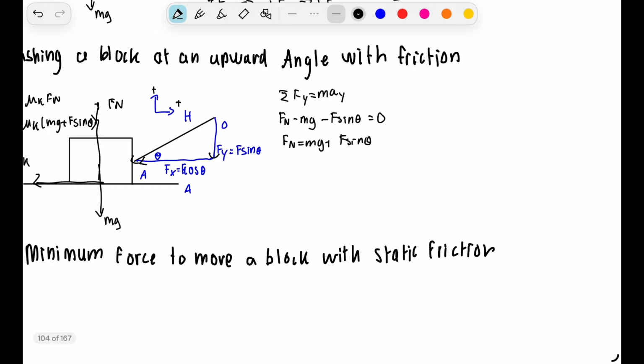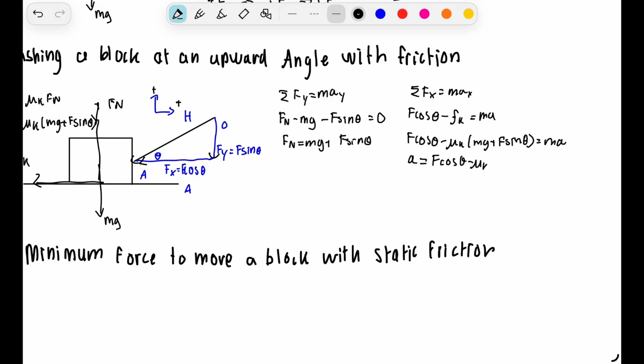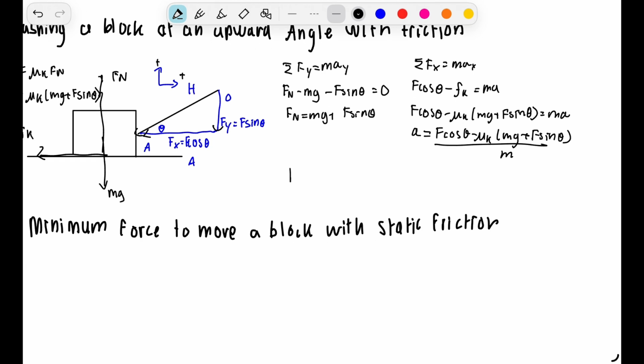So if you look at your horizontal direction, you have the summation of your forces in the x is equal to ma in x. So you have F cosine of theta acting in the forward direction. You have Fk, and then you have ma. So you have F cosine of theta minus mu k times (mg plus F sine of theta), and that is equal to ma. So after this, a is equal to F cosine theta minus mu k (mg plus F sine of theta), all divided by your mass. Now, if you are having your force applied increase, you're pushing downward.